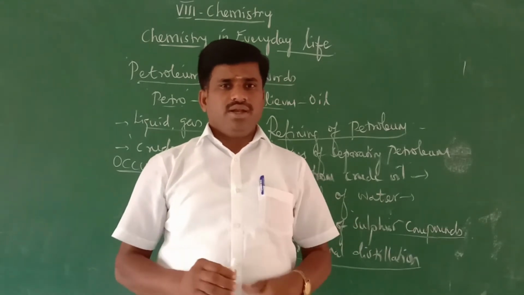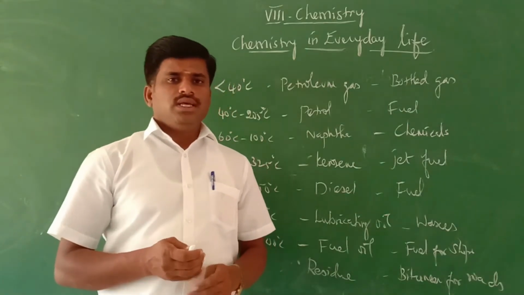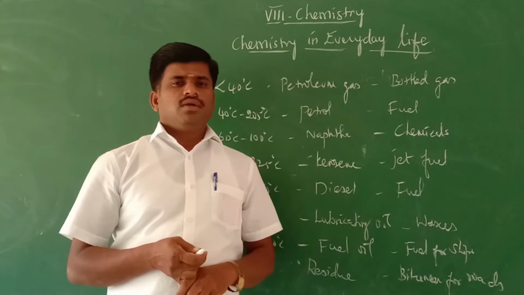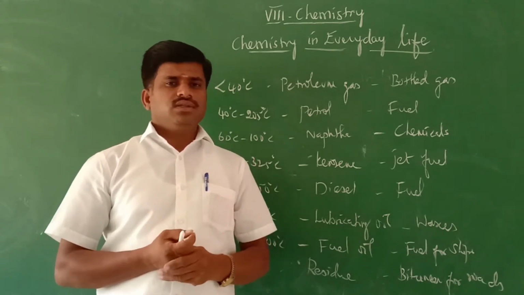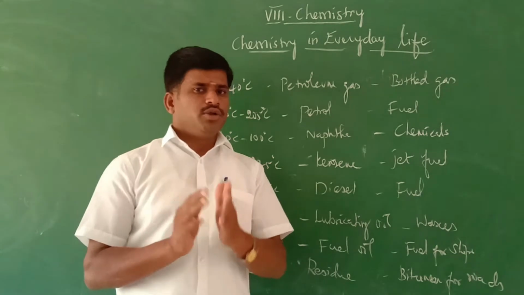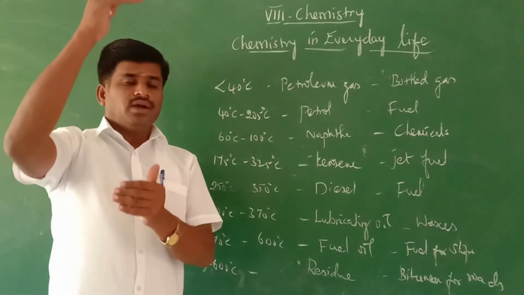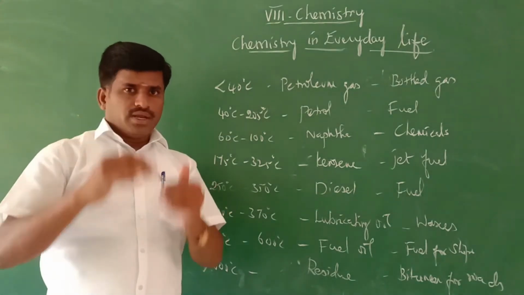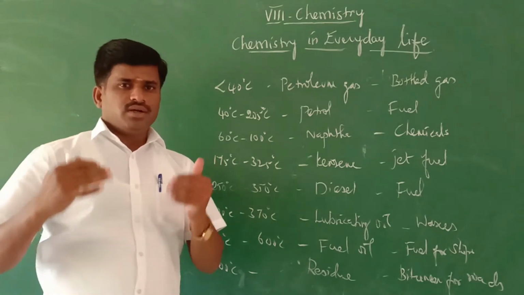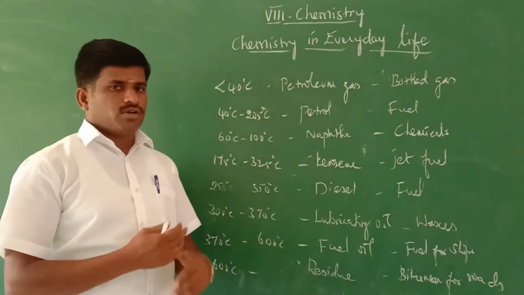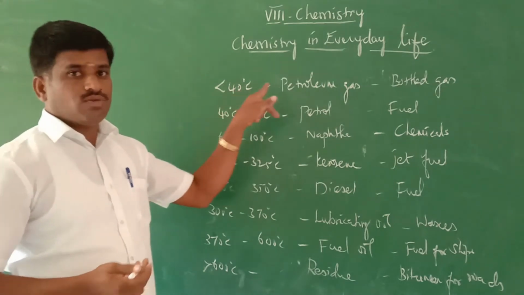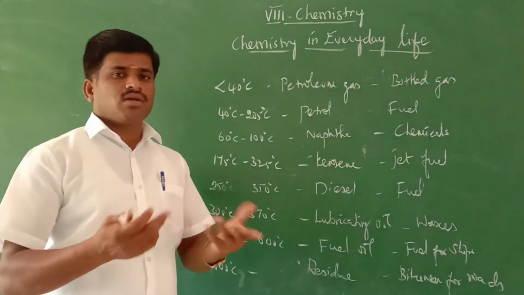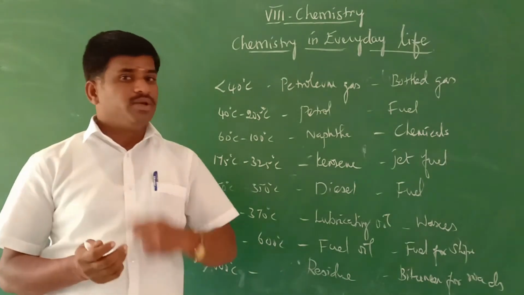Let's see that in detail: the different petroleum products obtained through fractional distillation. Here we heat the crude oil to more than 400 degrees Celsius. After heating, by cooling at different boiling points, we obtain these products. Below 40 degrees Celsius, what gas do we obtain? Petroleum gas. This is used as bottled gas, liquefied petroleum gas, that we know as LPG.